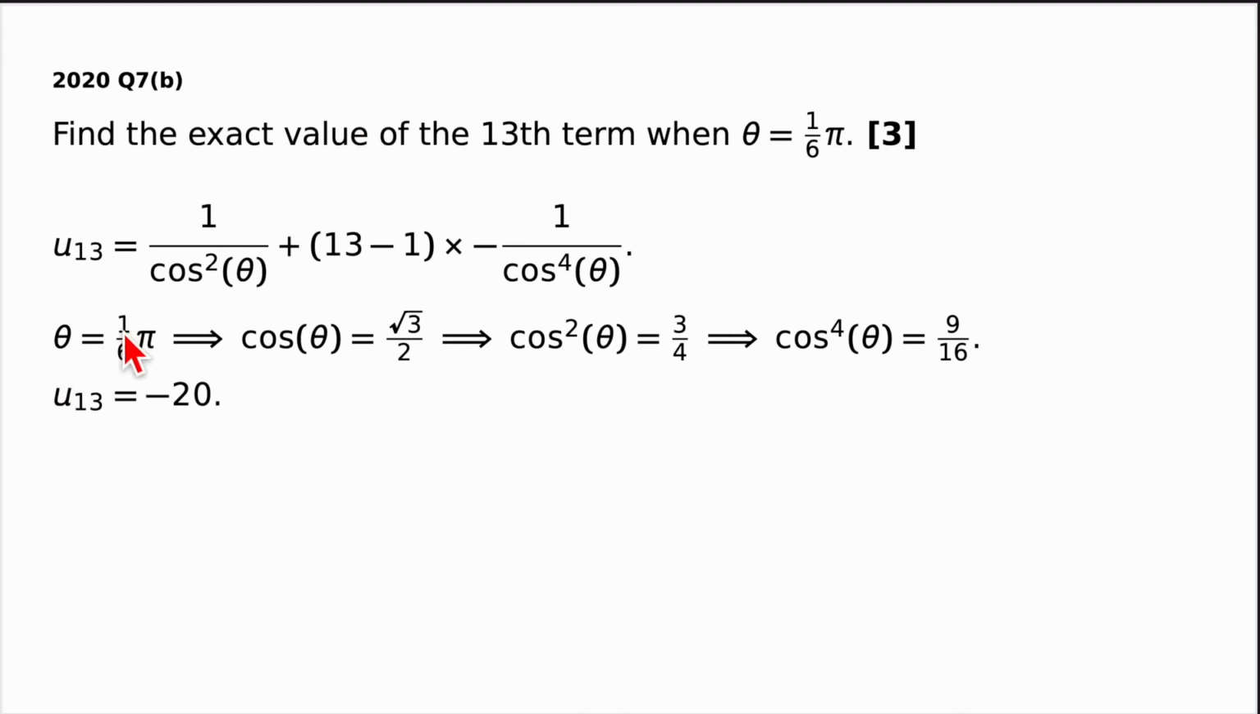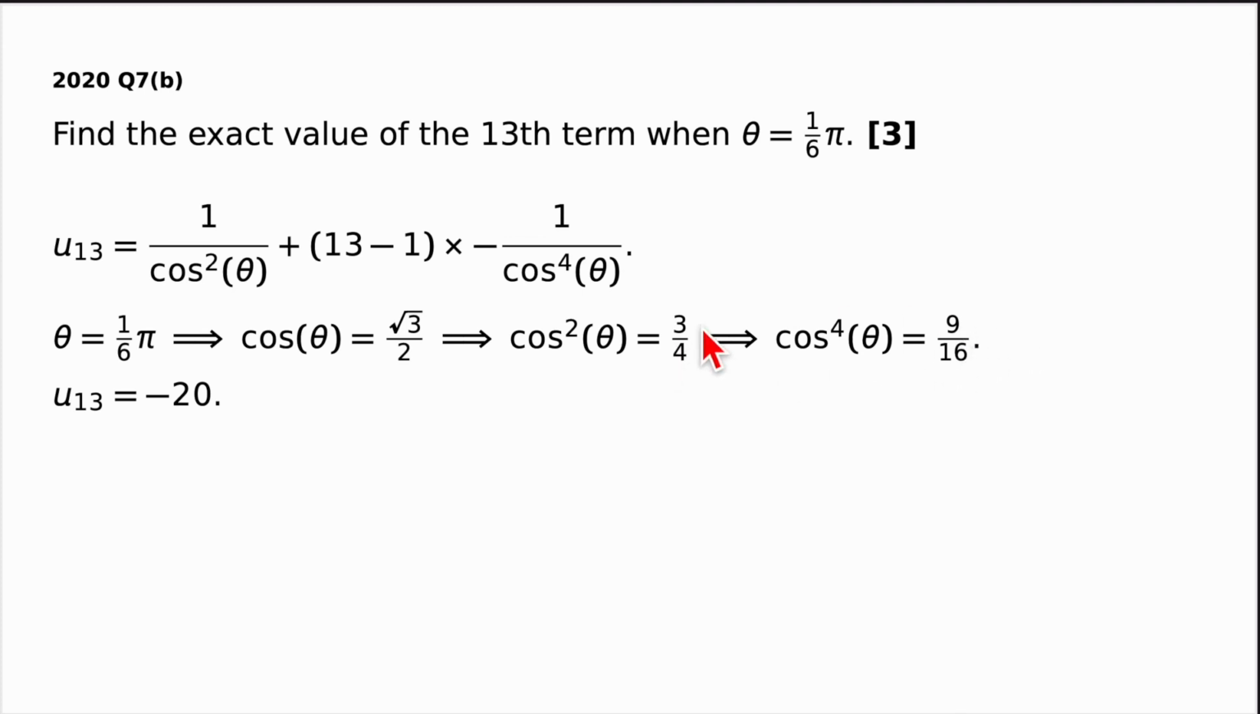Okay, when theta is equal to 1/6 of pi, plugging that into cosine, it's actually a special angle. It's cosine of 30 degrees, which equals exactly the square root of 3/2. If you tried that on your calculator in radians mode, you'd get a decimal here. However, we don't want cosine of theta, we only want cosine squared of theta and cosine to the power of 4 of theta. So squaring both sides over here, we get cos squared is equal to 3/4. So squaring the square root of 3 gives you 3, and squaring 2 gives you 4. And we also need cos to the power of 4, so I need to square both sides again. That'll give me cos to the power of 4, and squaring this, 3 squared is 9, 4 squared is 16.